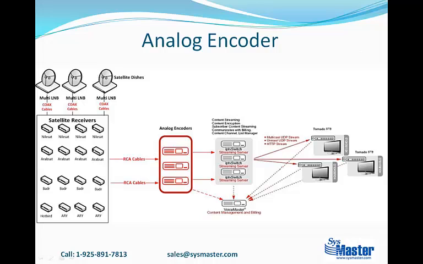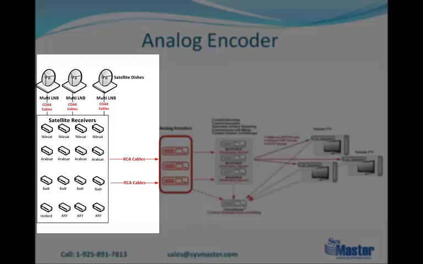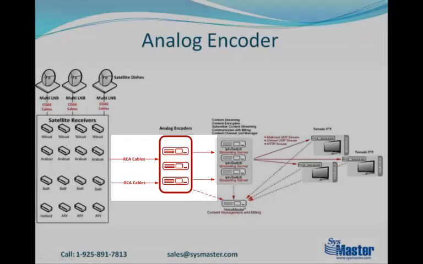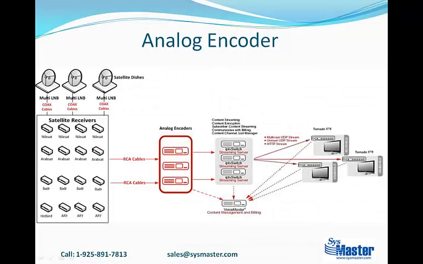SysMaster offers IPTV solutions where customers have analog sources, in countries where analog television transmissions still exist. Customers who have a large investment in satellite receivers with S-video or RCA cables only, or live video sources which have RCA S-video connectors. The analog encoders encode the analog signals to IP H.264 streams, which can be sent over the internet to end users with IPTV set-top boxes.